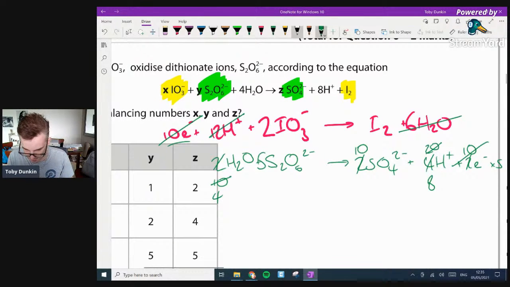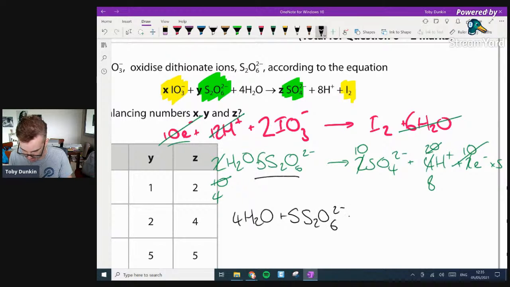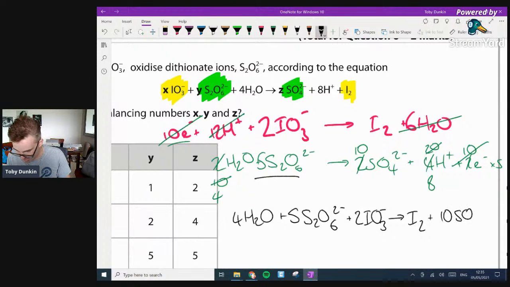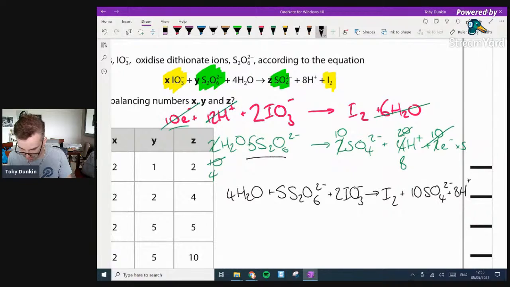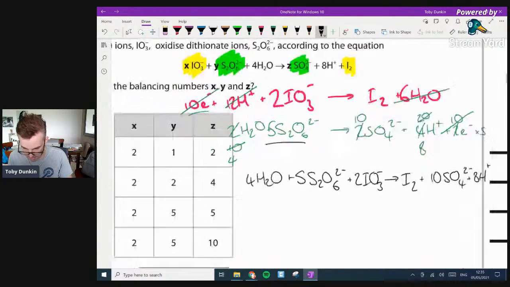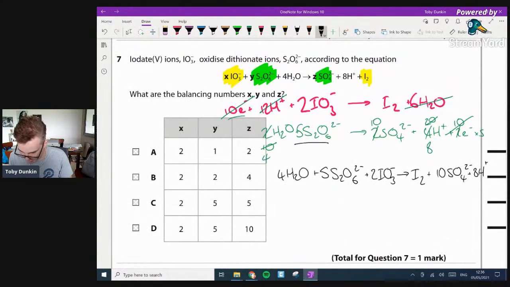Final equation. I'm just swapping over to black again. 4 H2O plus 5 S2O6 2 minus plus 2 iodates goes to 1 iodine plus 10 SO4 2 minus plus 8 electrons, 8 protons, and we're done. So yeah, the iodine all adds up. So the X for the iodate is 2.